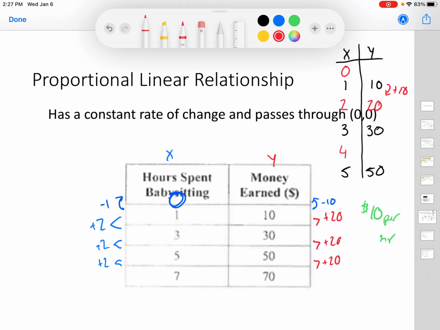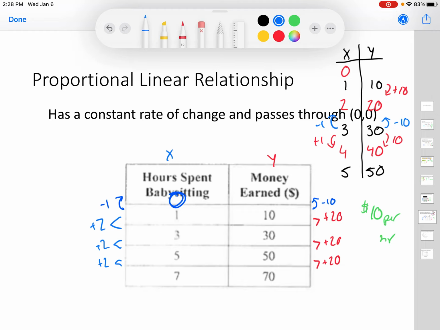Same thing with 3 to 4. I can say from 3 to 4, it goes up 1 hour, which means it goes up $10. So for 4 hours, it would be $40. And likewise, I can go backwards. So I could say, well, for 3 hours, it's $30. So to get to 2 hours, I would subtract 1 hour and I would subtract $10. So it'd be $20 for 2 hours.